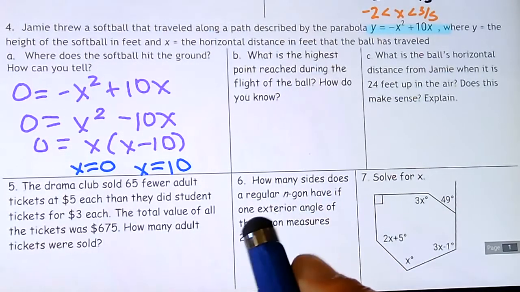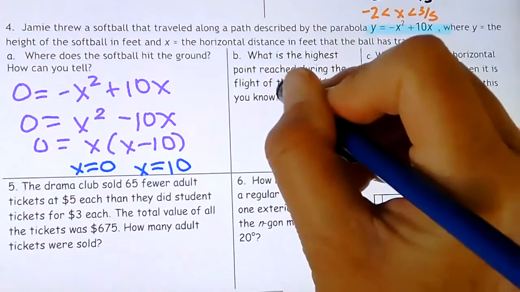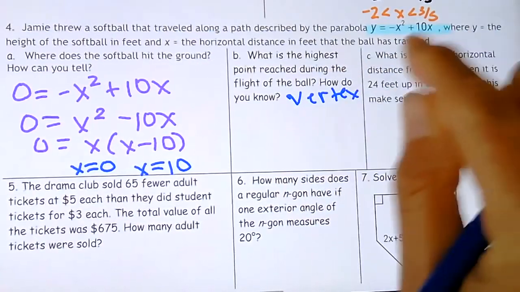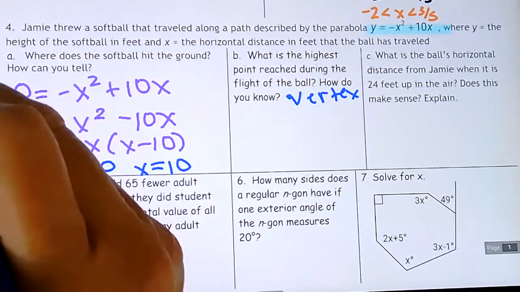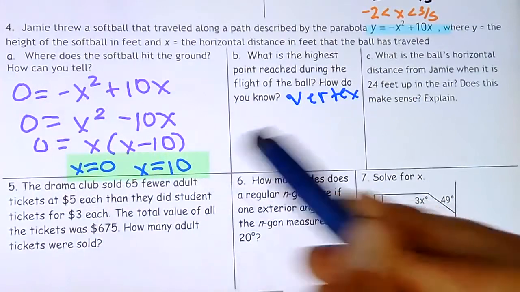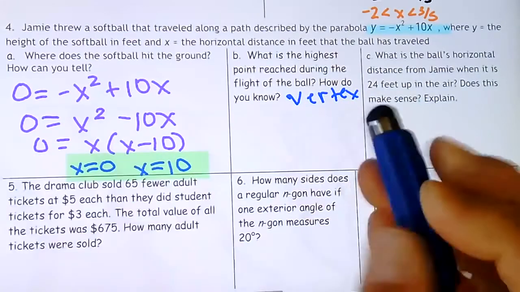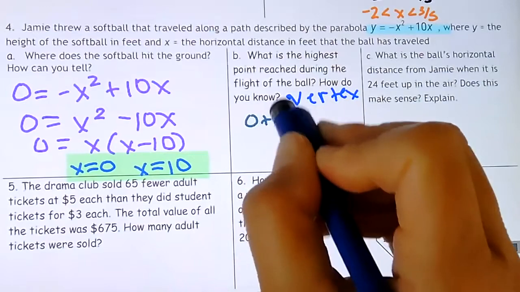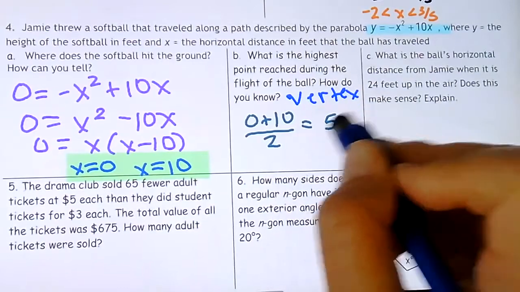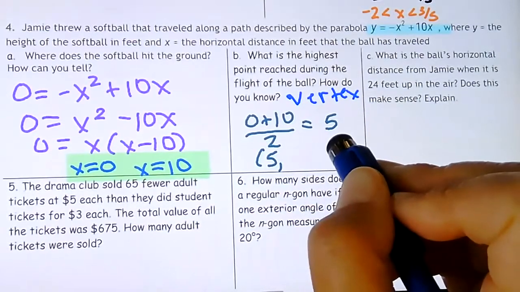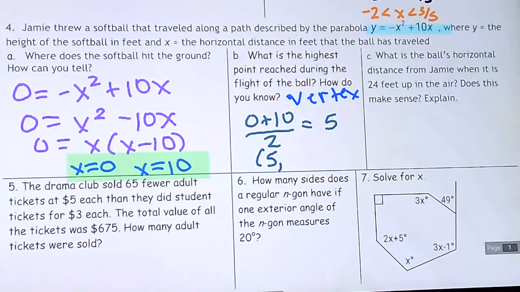What is the highest point reached during the flight of the ball? The highest point is the maximum. Maximums occur at the vertex, so we're really trying to find the vertex. Now, this isn't in the nice graphing form, but since I have my x-intercepts over here, I can average those. If I average my x-intercepts, so I add them and divide by 2, I get 10 divided by 2 is 5. So I know it's going to be 5 comma something. How do I find the something? Put 5 into this equation. Okay, I'm going to put 5 into that equation.